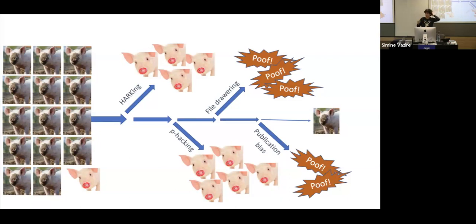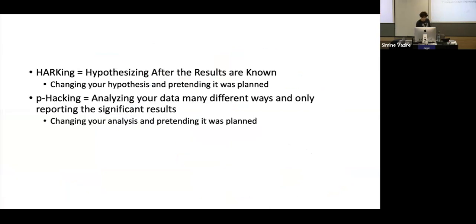There's meta research evaluating the literature suggesting that we are getting closer to a more representative literature by helping to identify and prevent some of these things. Okay. So HARKing is hypothesizing after the results are known. It's changing your hypothesis but saying it is planned. P-hacking is analyzing your data different ways and only reporting the significant results. And also either explicitly saying it was planned or implying it was planned, not explicitly acknowledging that actually we changed some things after we saw the results. Okay. Any questions about that?